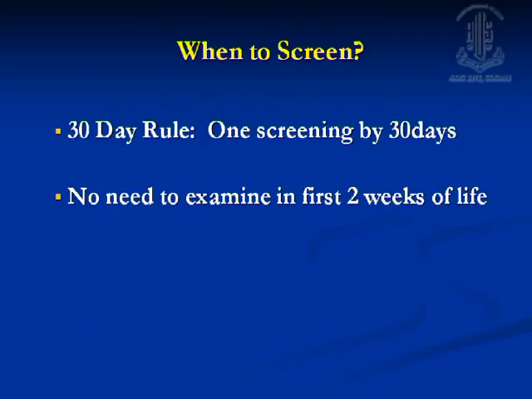If this all sounds very confusing, it's easier to remember that you can follow the 30-day rule, wherein one screening can be done by 30 days. So all children who come into the screening criteria, by 30 days they should have at least one screening, and you can go as early as 2 to 3 weeks in very low birth weight or very high risk babies. There's no need to examine the children in the first 2 weeks of life.